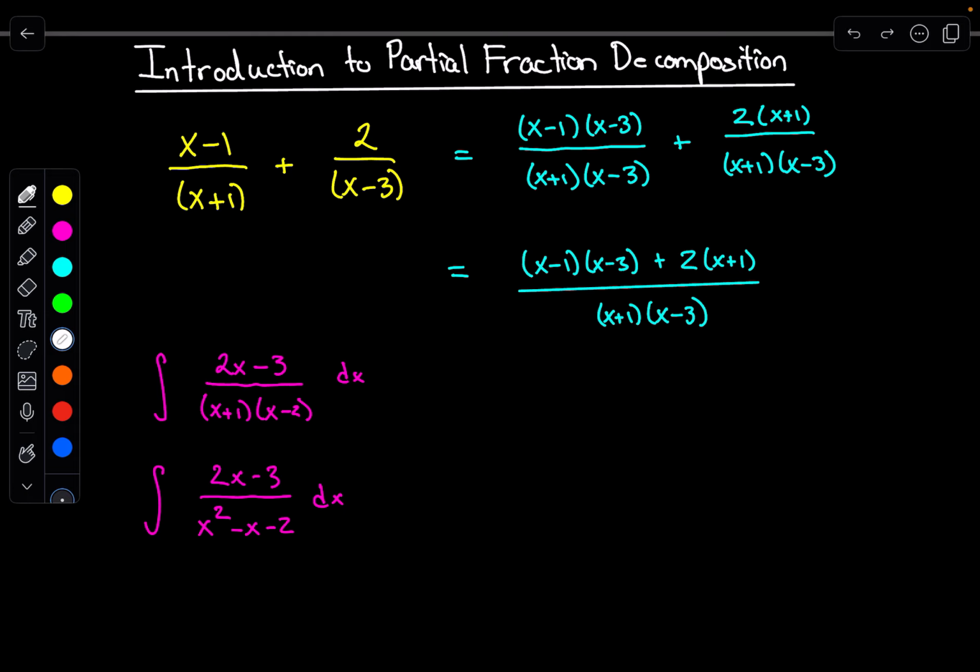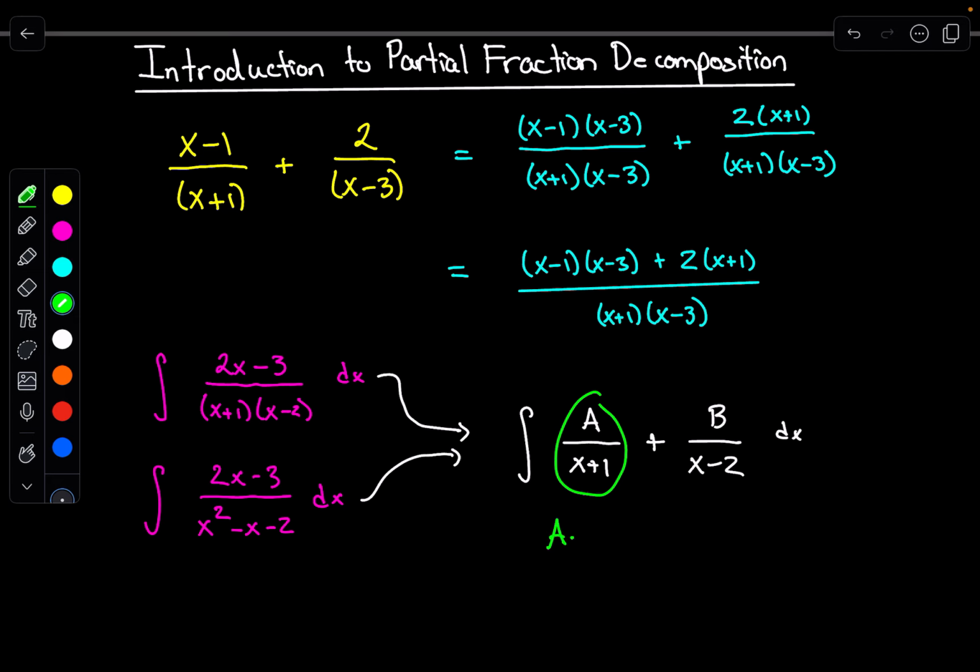But the idea is that if I can take this integral, or this integral since they're the same, and split up the fraction into two separate fractions that look like maybe something over x plus 1 plus something else over x minus 2, then this isn't such a hard integral to solve. The answer to the first one is just a times the natural log of the absolute value of x plus 1, and the answer to the second one is just b times the natural log of the absolute value of x minus 2, and of course we toss in a plus c and we're good to go.